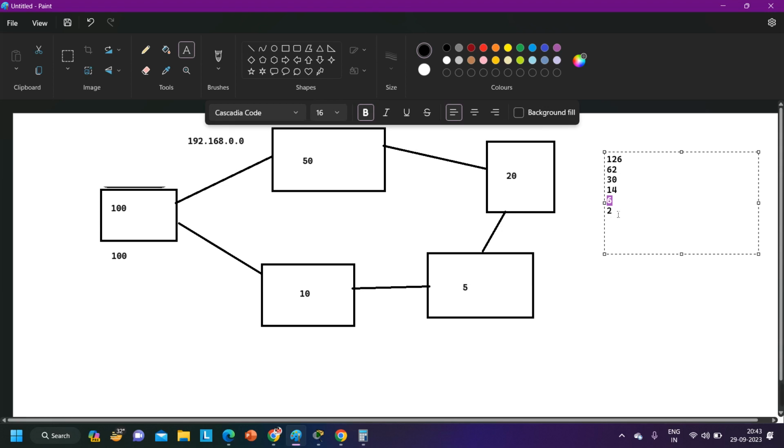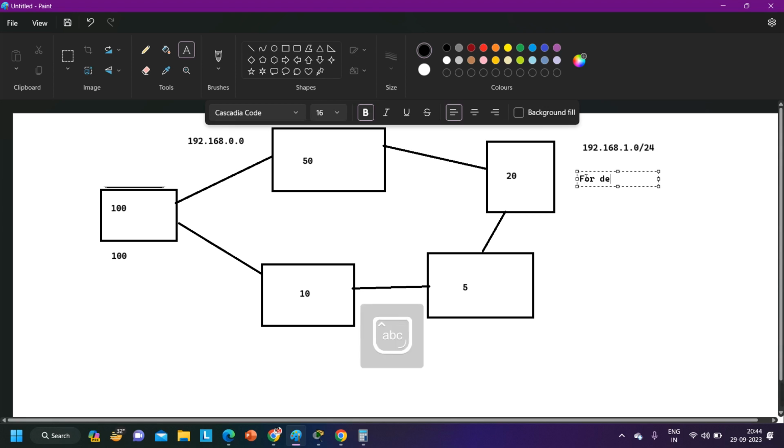Now the question is, how will we divide the network if the length is variable? Very simple. Let's say my main network is 192.168.1.0/24. For department 1, how many valid hosts are required? 100. So 100 should be less than 127, which means 2 to the power h minus 2 valid hosts.